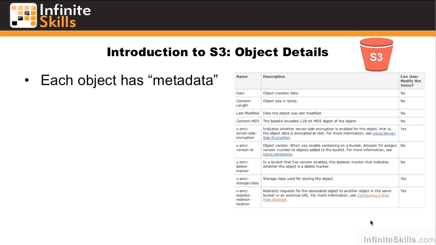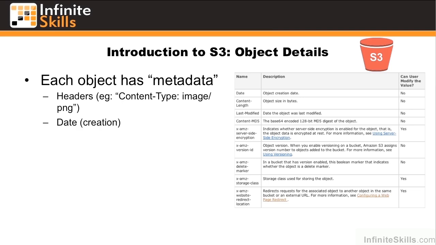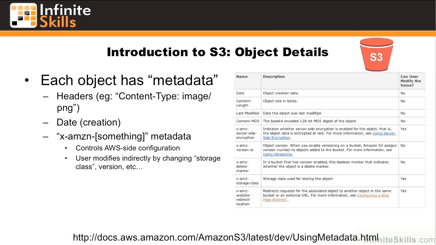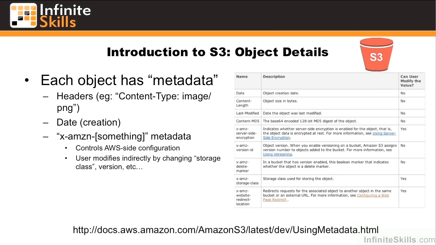Each object also has metadata associated with it. This data can be things like headers, such as the content type, the date of creation, and x-amazon-something metadata. The x-amazon parameters control AWS side configuration. The user modifies these indirectly by changing storage class, version, and so on and so forth. More information on metadata can be had at this URL.